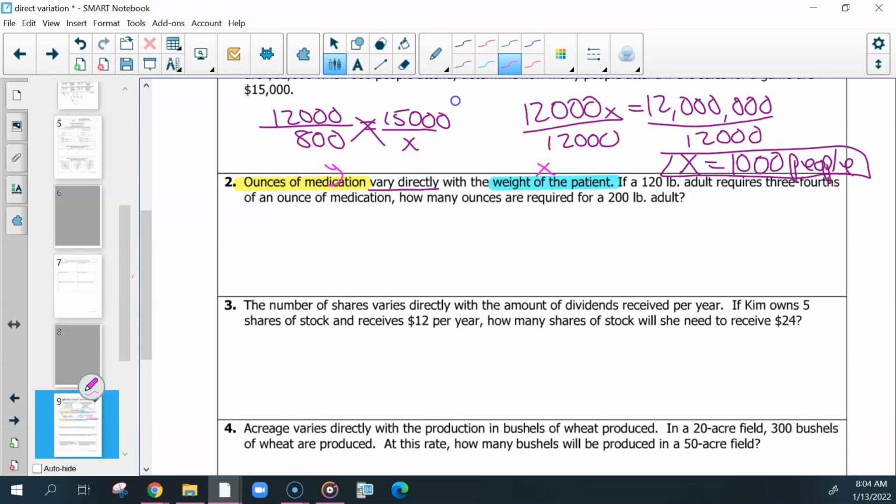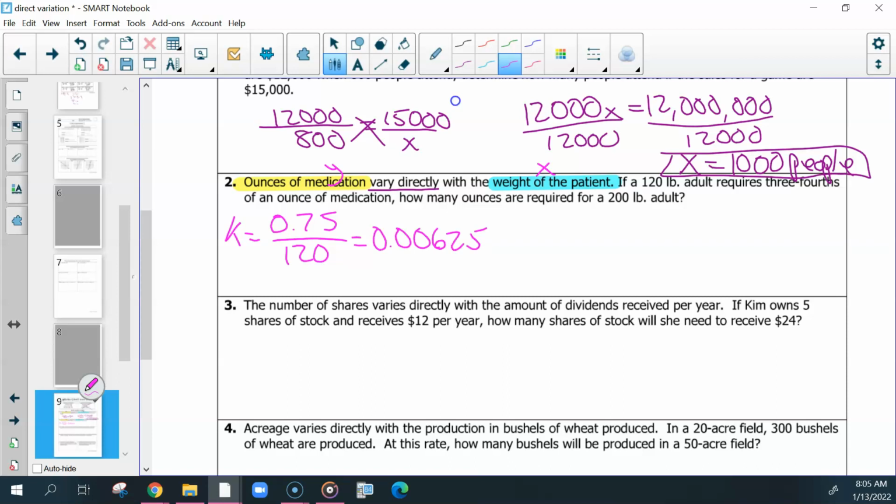So if we're doing the second method, we need to find our K, which would be Y over X. And the two things that we know, they told us they need 3/4 of an ounce. Because that would be a fraction, I'm going to use a decimal because then you would have fractions within fractions. The 0.75 would be our Y. The weight of the patient would be 120. Put that in your calculator, figure out what that is. 0.00625. That is right.